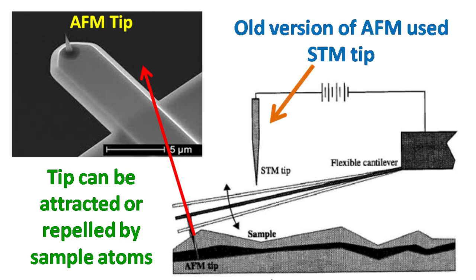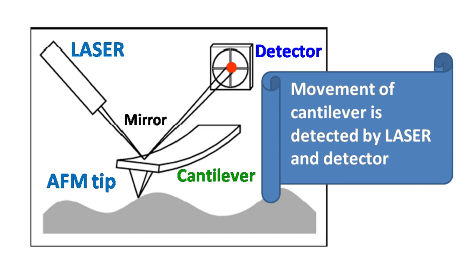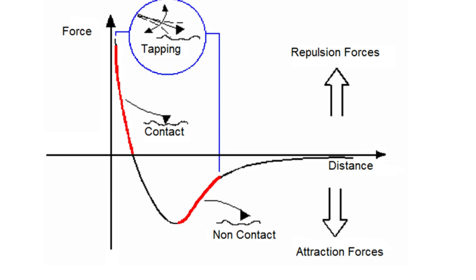The earlier versions of atomic force microscope employed the use of scanning tunneling microscope tip, which recorded the oscillation of the cantilever based on the tunneling current obtained. However, it was later on replaced by a laser and a mirror, which would record the oscillation of the tip. As the cantilever moves up and down depending on the sample surface, the laser is deflected and gives information about the sample surface.